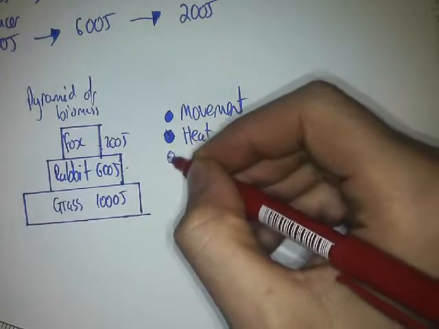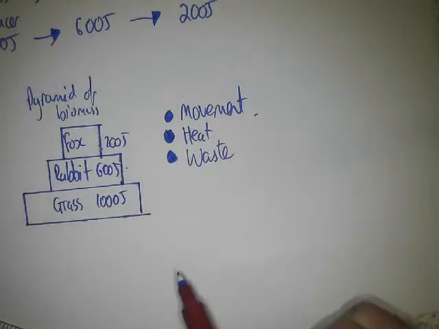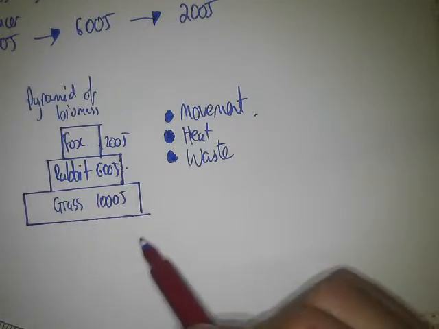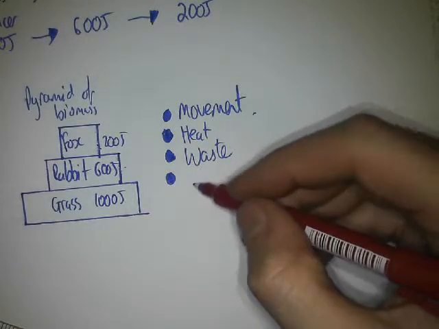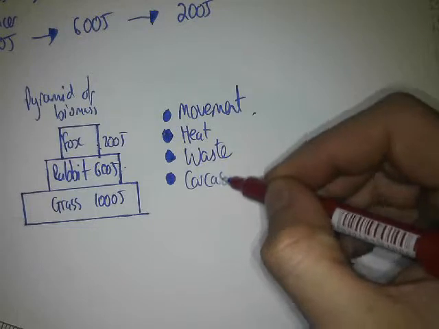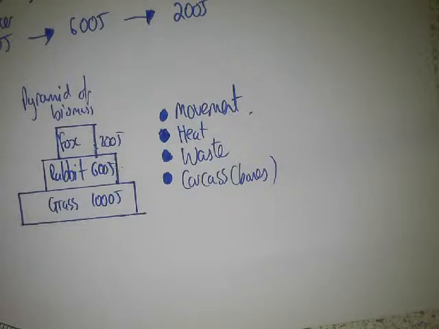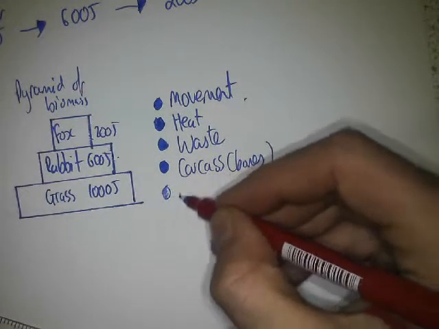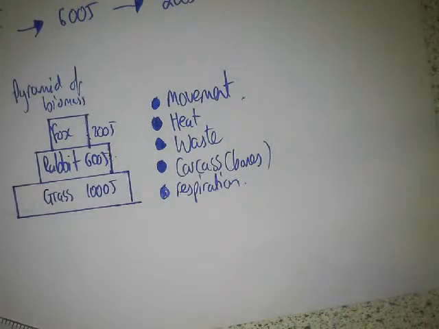Next one. Waste. The rabbit will go to the toilet, and the fox won't be eating that waste, will it? Okay, so that has gone. Energy's gone there as well. Also, when the fox does catch the rabbit, he will leave some of its carcass, its bones. Okay? So movement, heat, waste and carcass. They are examples of ways of energy loss, and also respiration. That is stock and trade, really.